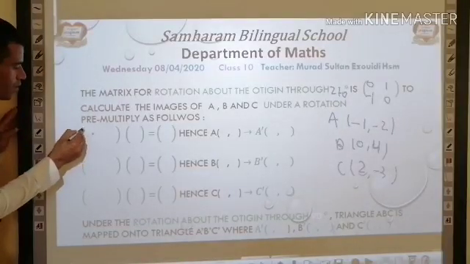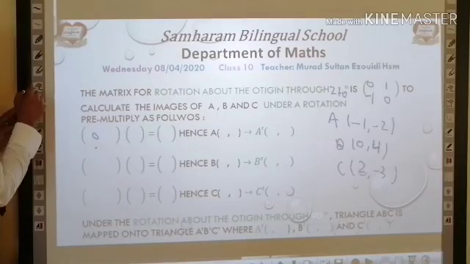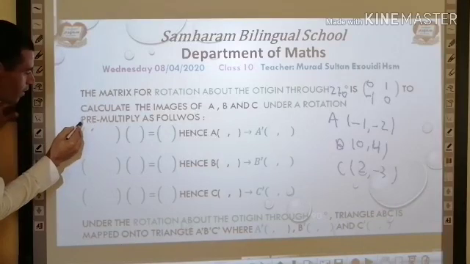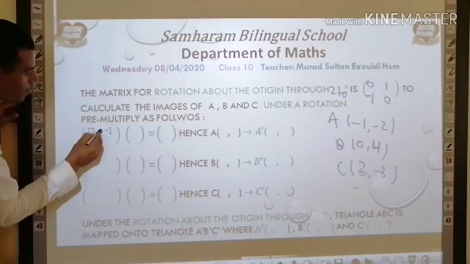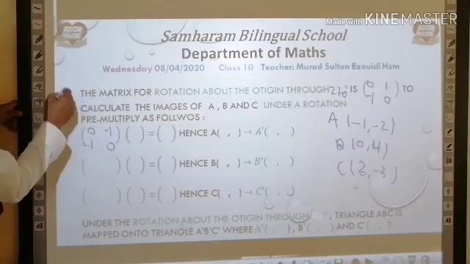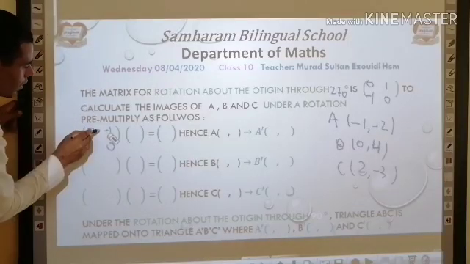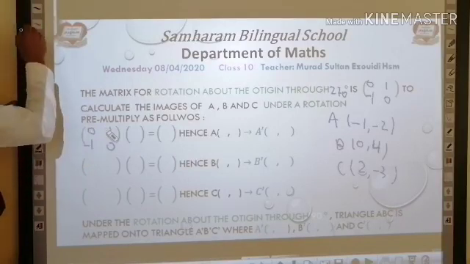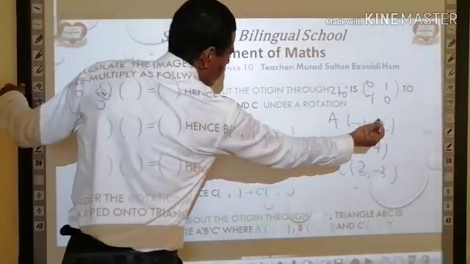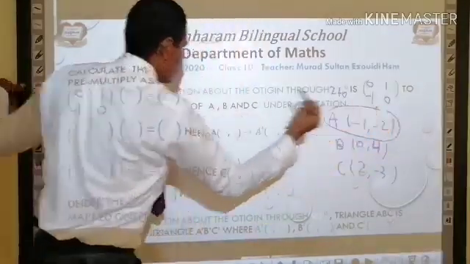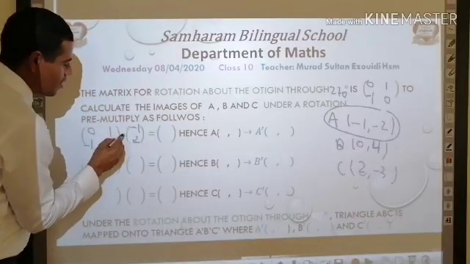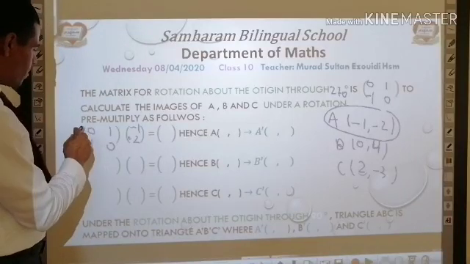So shall I write here the matrix for transformation? It will be, sorry, my kids, 0, 1, negative 1, 0. This one will be negative 1, and negative negative gives positive 1. Multiply by what? The coordinates of this point, which are negative 1, negative 2. Then multiply this by that.